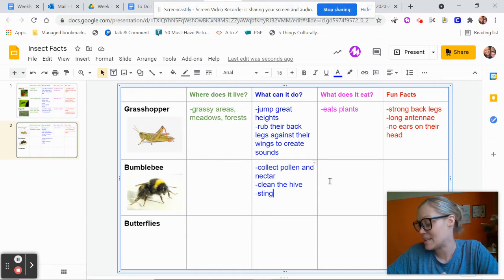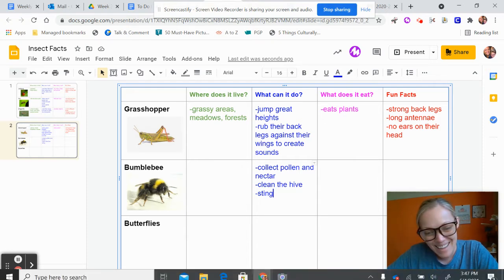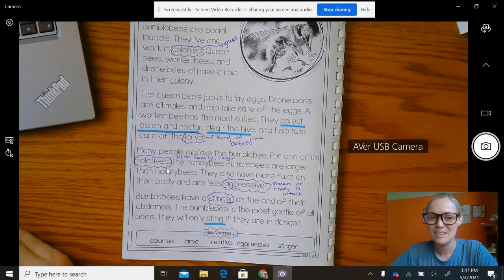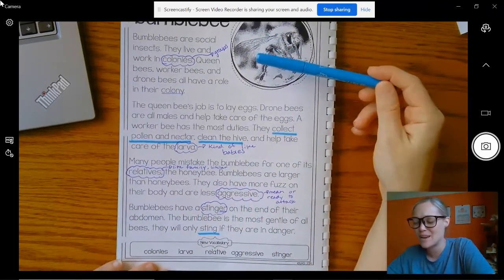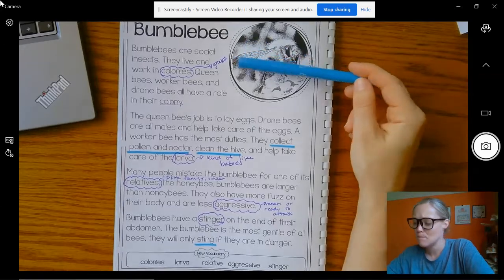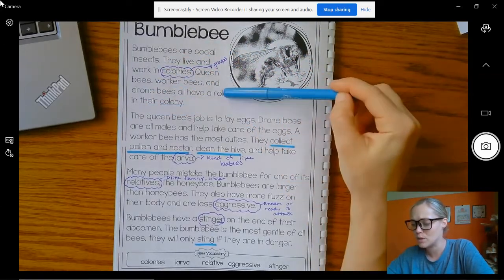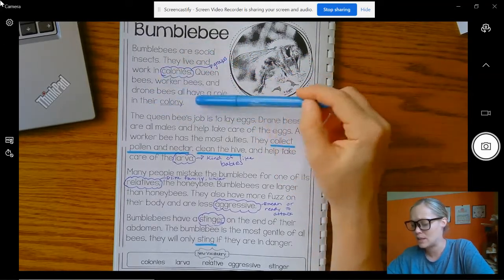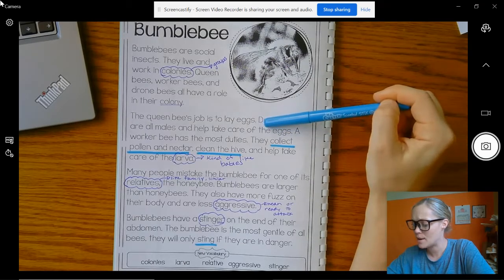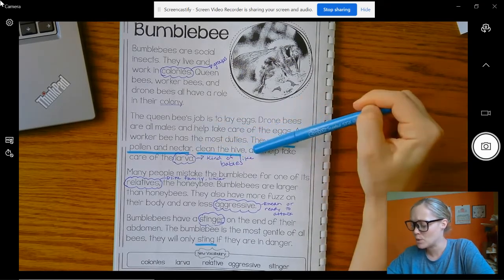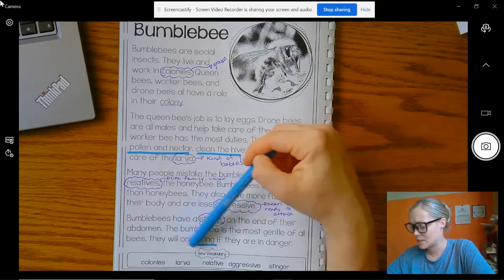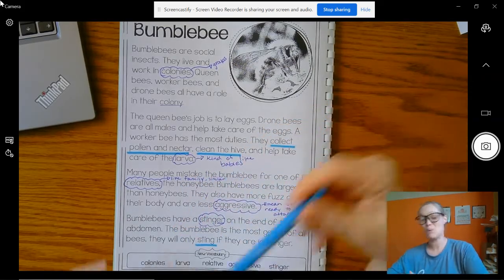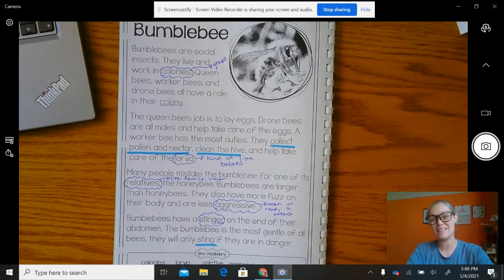What does it eat? I did not hear that in here. You might know, but I want to make sure that I find a fact from a text. They're social. This was about who they are, how they live. This was about their roles. This was about honeybee versus bumblebee. This section was about a stinger. It did not tell me what they ate, so I'm going to have to look that one up too.